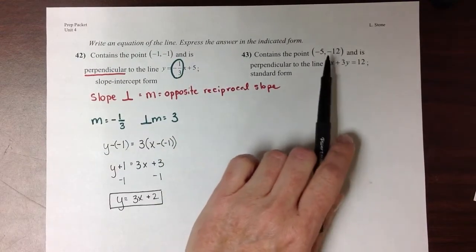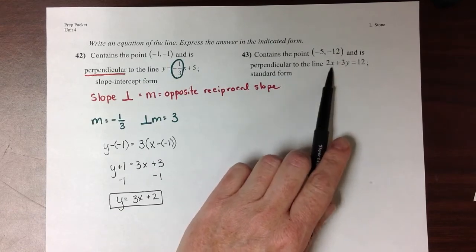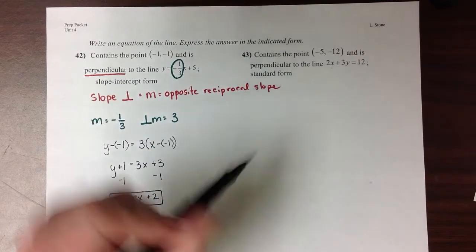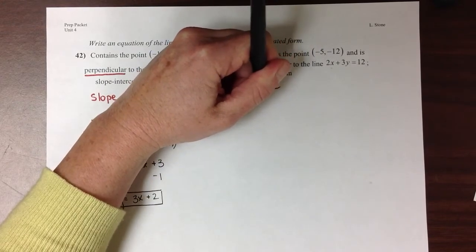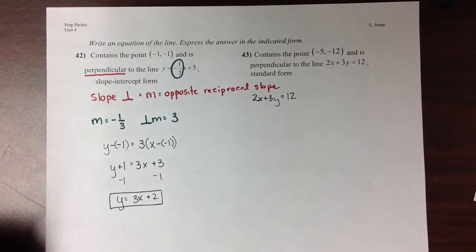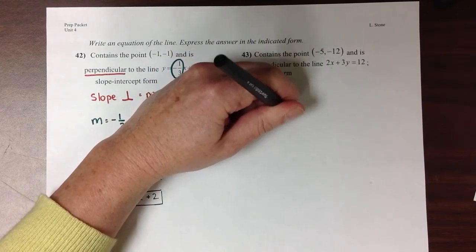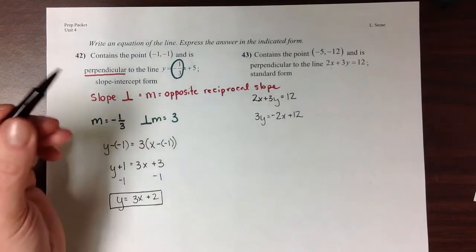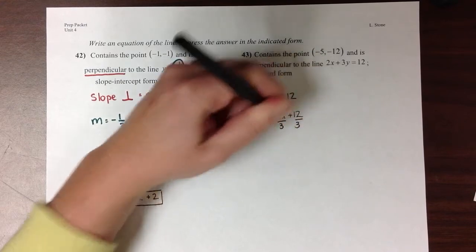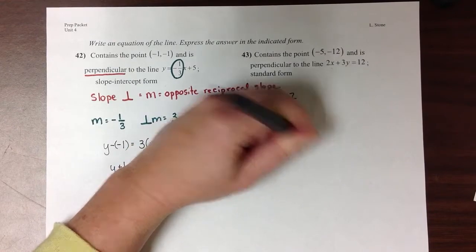This next problem also gives us the information of a point and the fact that our line needs to be perpendicular to this line. So once again, I need to figure out what the slope is, and then once I know that slope, find its opposite reciprocal. So I'll start with taking the 2x plus 3y equals 12 and rearranging it until I get it into slope-intercept form. So it will become 3y equals a negative 2x plus 12 by moving the x term to the other side, and then dividing each of my terms by 3 gives me y equals negative 2/3 x plus 4.